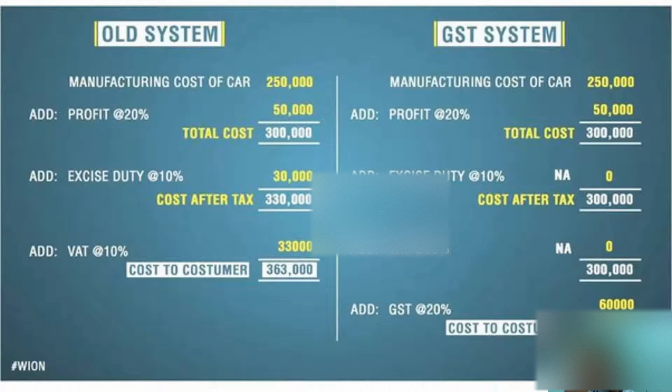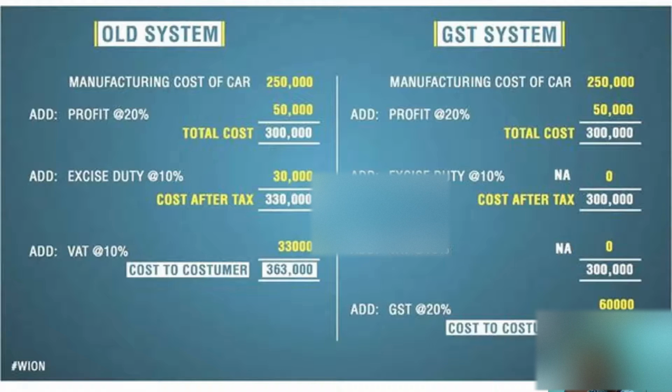Now if this 33,000 is added on to the cost after tax of 3,30,000, the consumer would be paying a total cost of 3,63,000. So now you can understand this tax structure where a particular product is getting taxed, again that tax amount is added to the value of the product, and again tax is being charged. This was prevailing in India under the old taxation system. So the consumer would be paying 3,63,000 under the old tax regime.